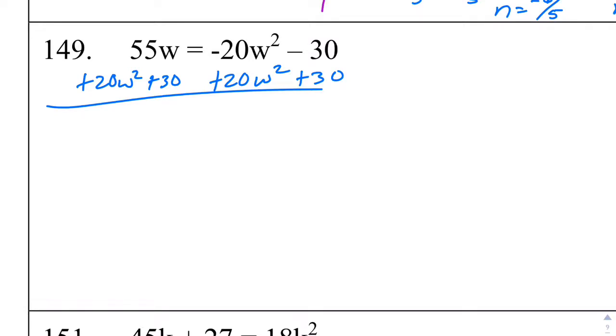And really it's about putting them in the correct order. So the squared one comes first. It's positive now. Then the non-squared or the linear one. Then the constant or just the number. Okay, so now it's equal to 0 because everything is on the left side.